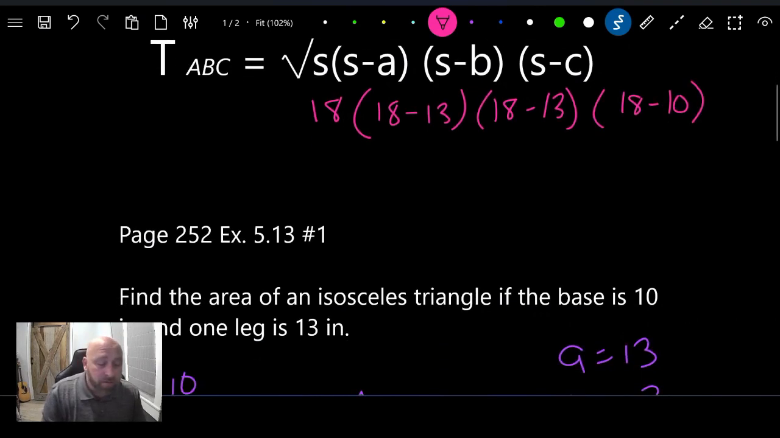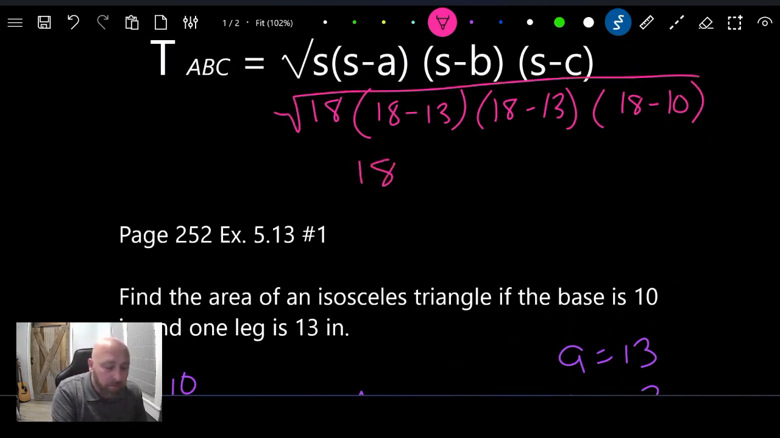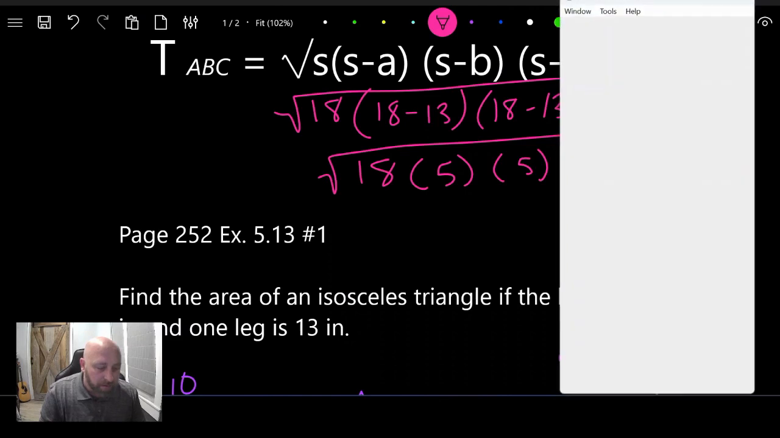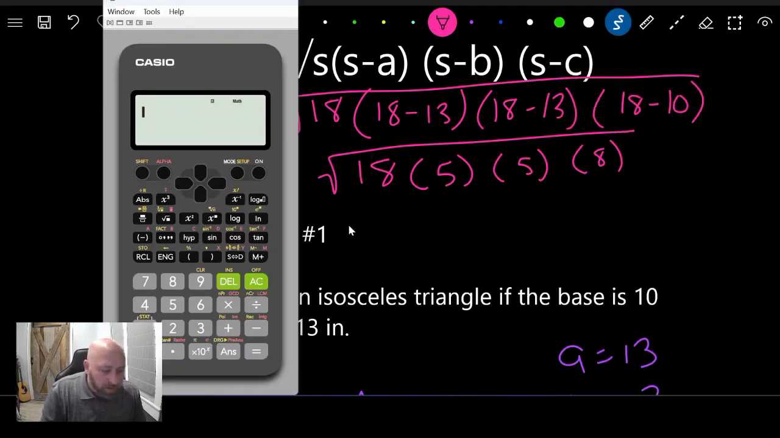All right, so then we just gotta do it again. So 18, and this is all square root, don't forget about that, times 18 minus 13 is going to give me 5, times 18 minus 13 again is going to give me 5, times 8, and that's all square rooted. So now I'll just grab my calculator here. It'll be a little bit faster. I could kind of plug the whole thing in right here, but I'll just do it piece by piece. So I'll do 18 times 5 times 5 times 8 equals 3,600.